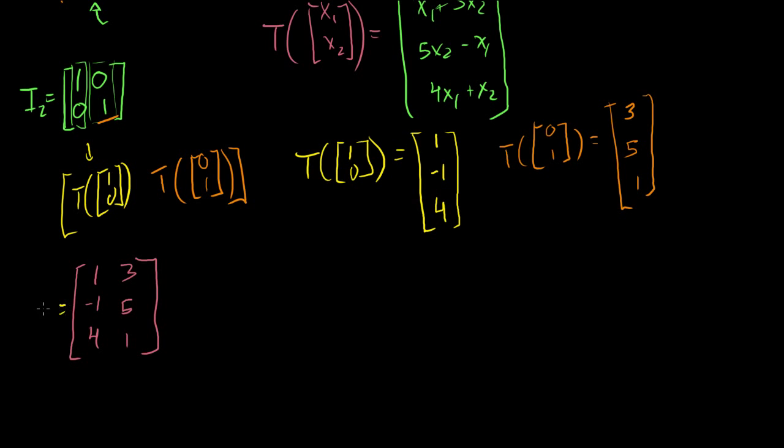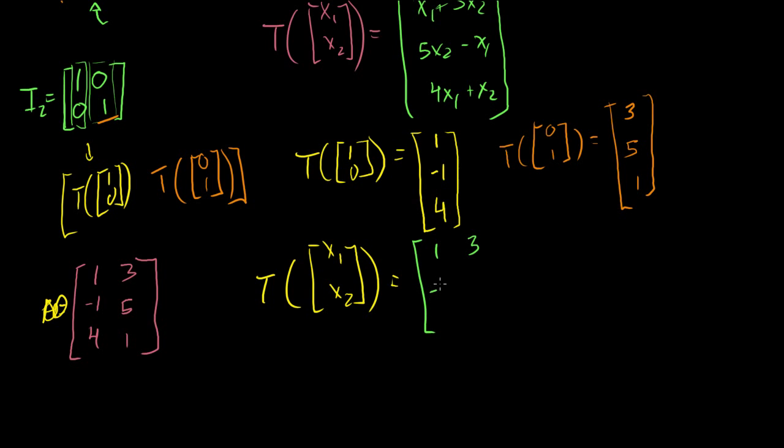So if we define this to be equal to A, we can now write our transformation of x1, x2 as the product of this matrix, which I'll write in green, with columns 1, minus 1, 4 and 3, 5, 1, times our input vector x1, x2. Which is super cool, because now we just have to do a matrix multiplication. And if we have some processor that does this super fast, we can use that.